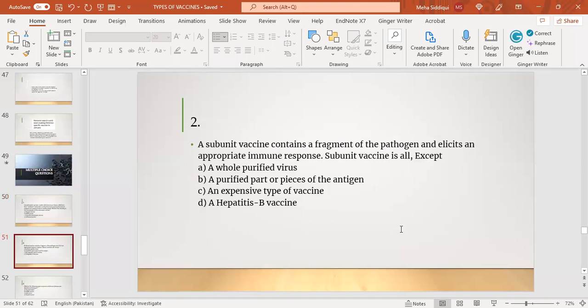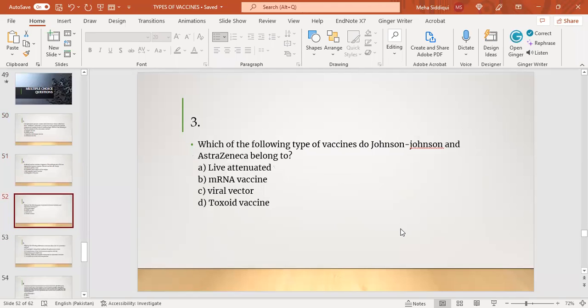MCQ number 2. A subunit vaccine contains a fragment of the pathogen and elicits an appropriate immune response. Subunit vaccine is all except a whole purified virus, a purified part or pieces of the antigen, an expensive type of vaccine, a hepatitis B vaccine. A. Yes, A, because subunit vaccine is not a whole purified virus, rather it's a purified part or piece of the antigen.